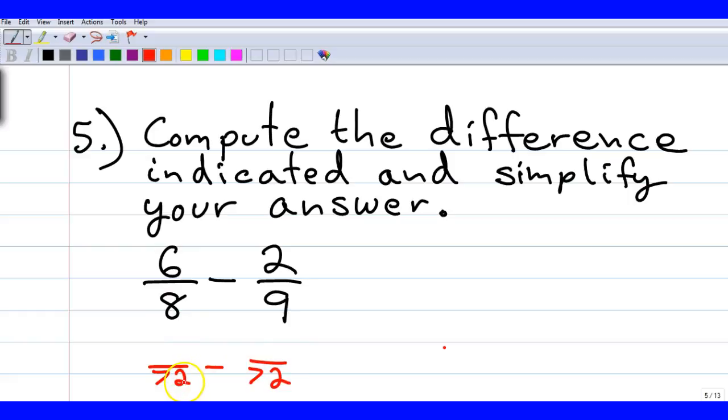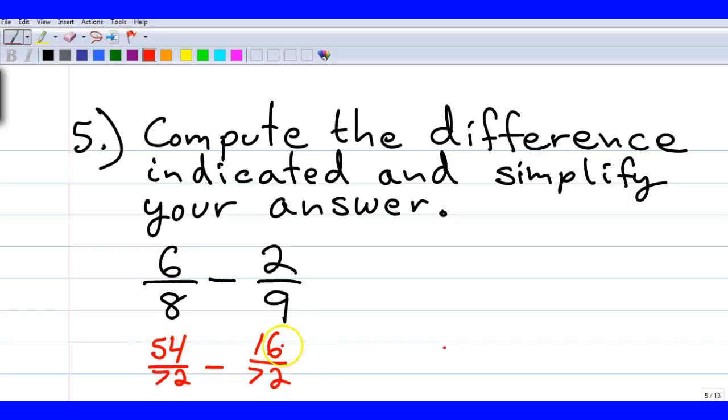I look back to see how I got this 8 to a 72. I got that by multiplying it by 9. So whatever I did to the bottom, I have to do to the top of the fraction. So I'll multiply my 6 by 9 as well to get 54. On the other side, to create the equivalent fraction, I look at what I multiplied the 9 by to get 72. I multiplied it by 8. So I'll multiply the 2 by 8 as well to create a 16. Now I have the equivalent fractions and they have the same denominators. So now I'm ready to subtract these.